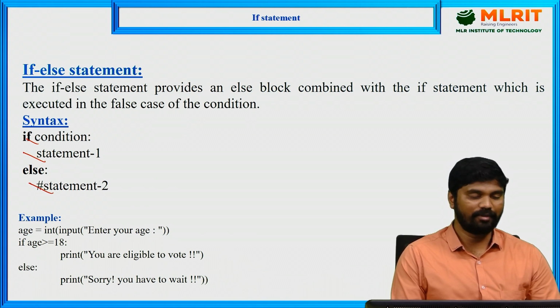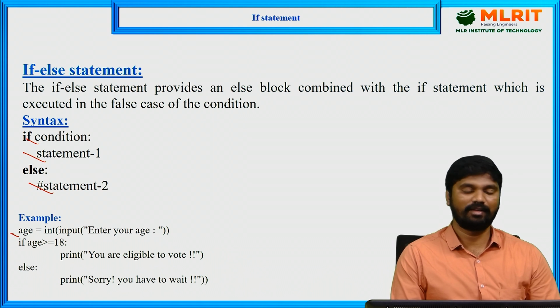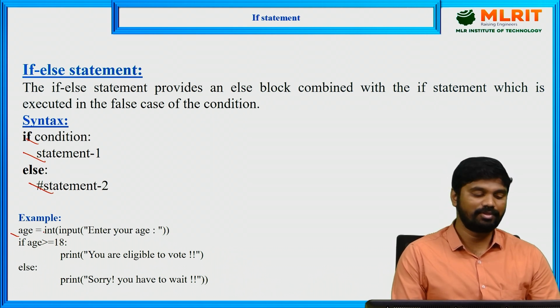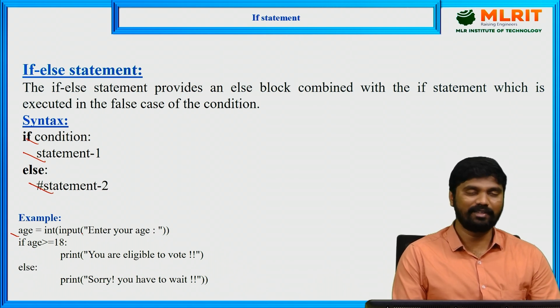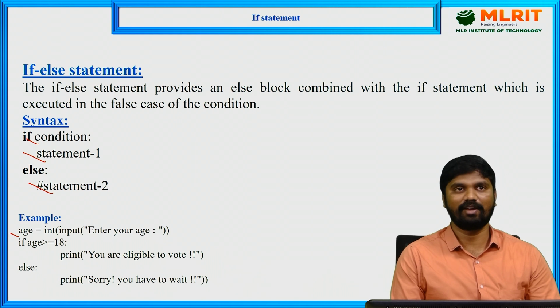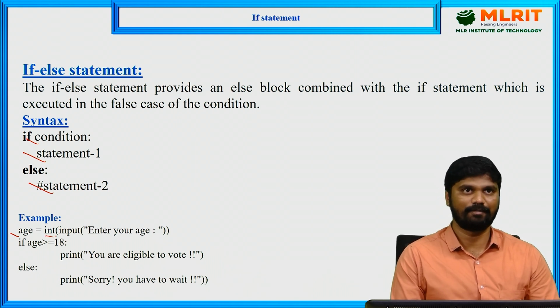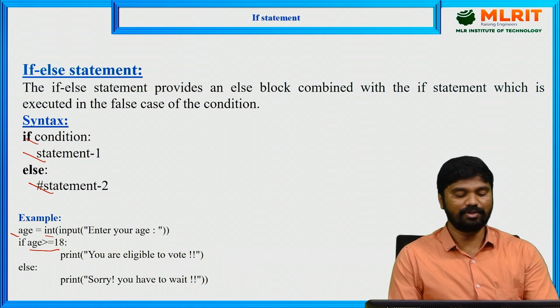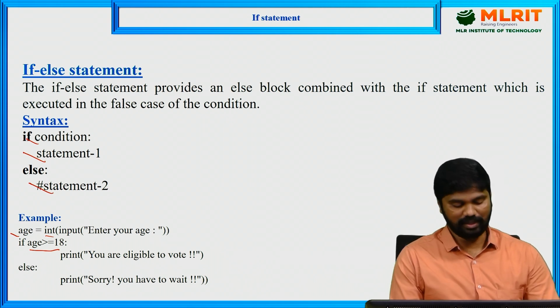Here is an example. Take age as a variable, and I take the value from the user input. By default, input returns a string value. That's why I converted that string value into an integer by using the int function. Now if age is greater than or equal to 18, then you are eligible to vote. Else, we have to wait up to that age. So let me show an example.